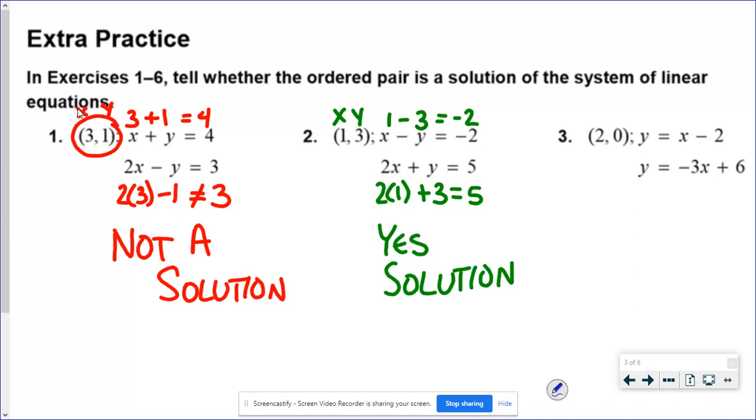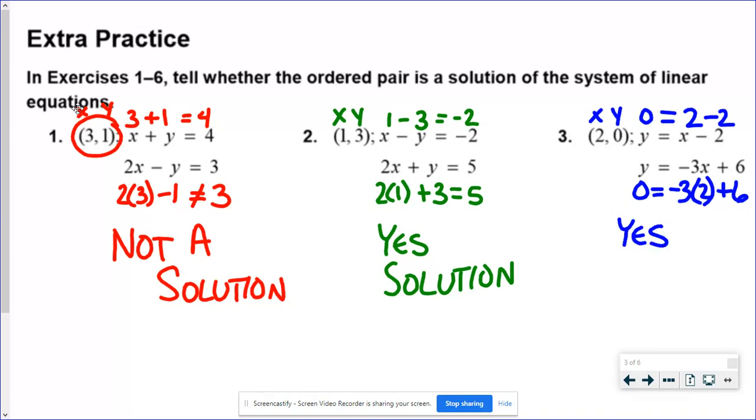And for number 3, when I substitute this in, this is an x again, and this is the y. Be careful because these now look like slope-intercept form. So the y is first, so I would have 0 here. The x was 2. Oh yeah, 0 does equal 2 minus 2. And when I put it into the second equation, 0 here, negative 3 times 2 would be negative 6. Negative 6 plus 6, that is 0. So yes, that is also a solution.